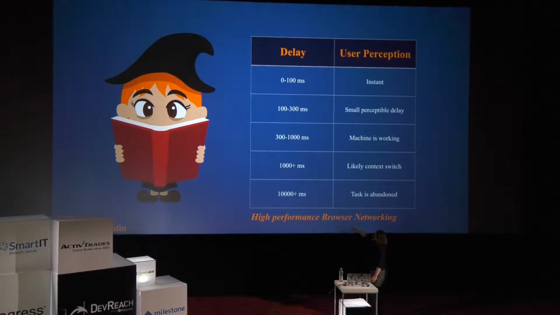This is a table from a book called High Performance Browser Networking. I highly recommend you check it out if you're interested in web performance. It's definitely something you should look into. Basically, here you can see that depending on how much time users need to wait for your data to load, you're going to lose them on the way. And when it's more than 1 second to retrieve that data, they're going to context switch. If it's more than 10 seconds, they're just going to move away.